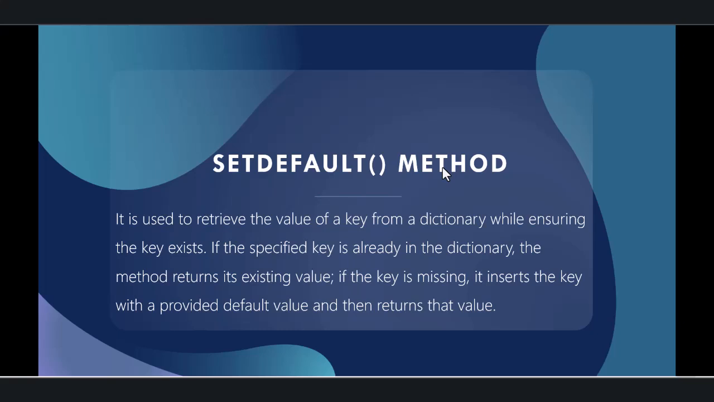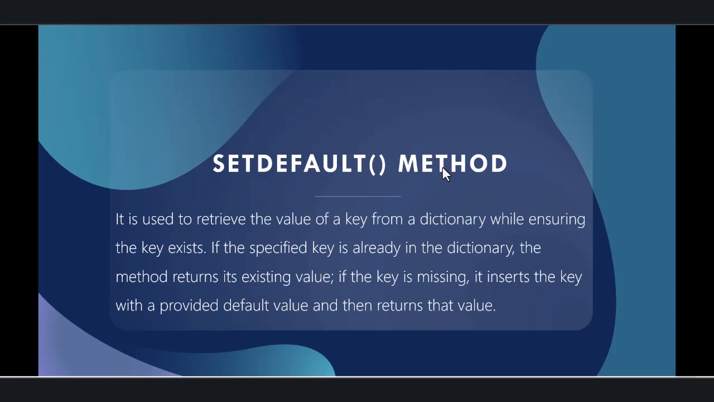Now we'll see the last method, that is the setdefault method. It is used to retrieve the value of a key from a dictionary while ensuring the key exists. If the specified key is already in the dictionary, the method returns the existing value. If the key is missing, it will insert the key with the provided default value and then return the value. This is very simple. Now here we will retrieve a value from a key while ensuring that the key exists. When we are retrieving any value, the key should be present to get its value. Here we will specify a key and a value.